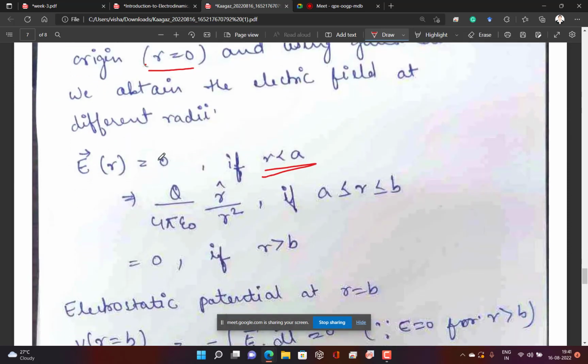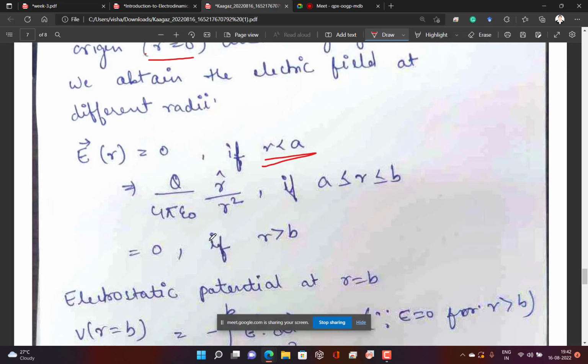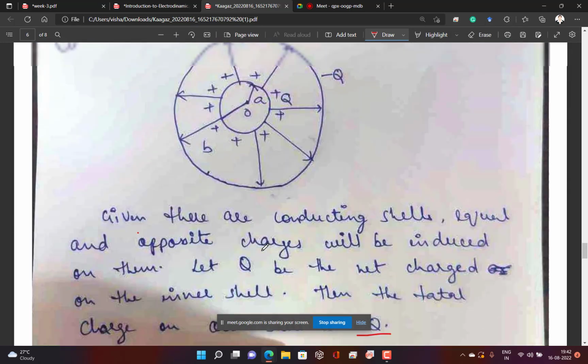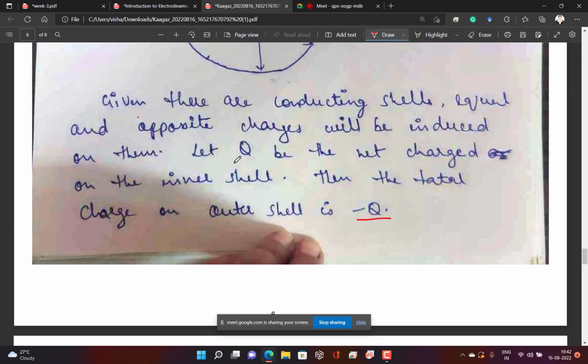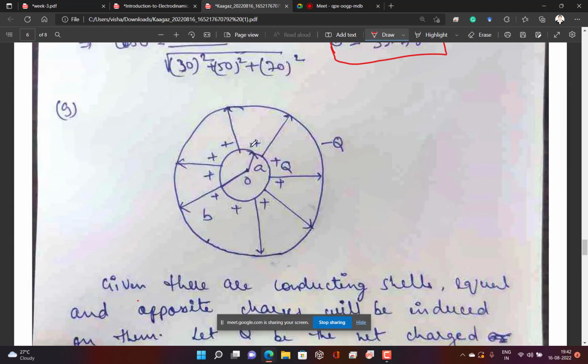So for the inner region, the electric field will be equal to 0. For R in between A and B, it will be Q upon 4 pi epsilon naught R square, in the direction of vector R, that is vector R upon R square. And then again it will be 0 for R greater than B. The electric field intensity will basically be directed from the inner shell to the outer shell. That's it.